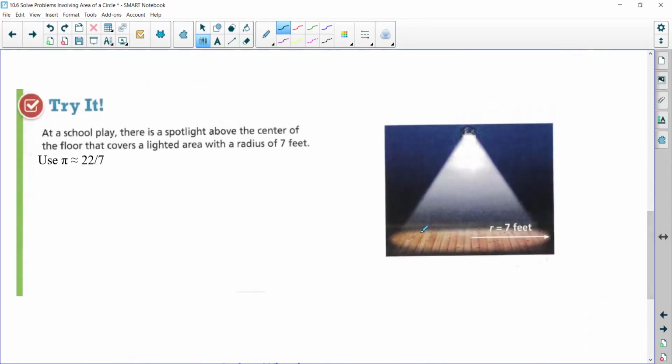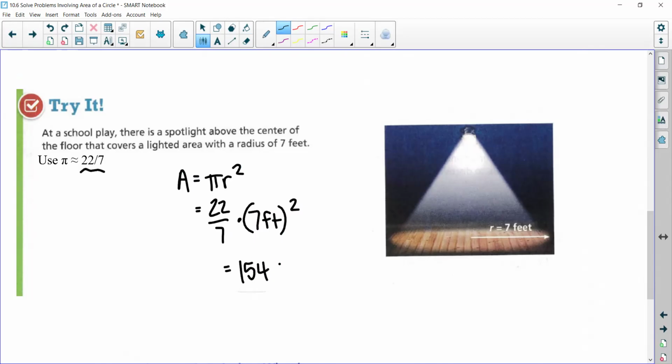At a school play, there's a spotlight above the center of the floor that covers a lighted area with a radius of 7 feet. We want to find the area of that space. So this time we're going to use 22 over 7. Area equals pi radius squared. So 22 over 7 is what we're going to use for pi, multiplied by 7 feet to the second power. What you'll find is when we use 22 over 7, in a lot of cases, not always, we don't end up with a decimal value as frequently. This is 154 square feet.